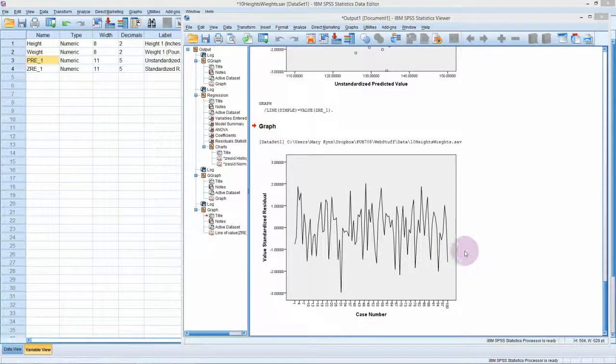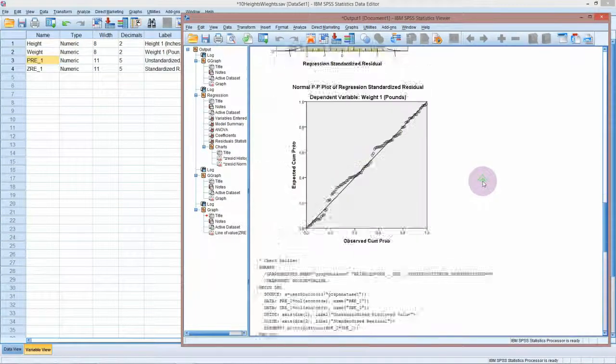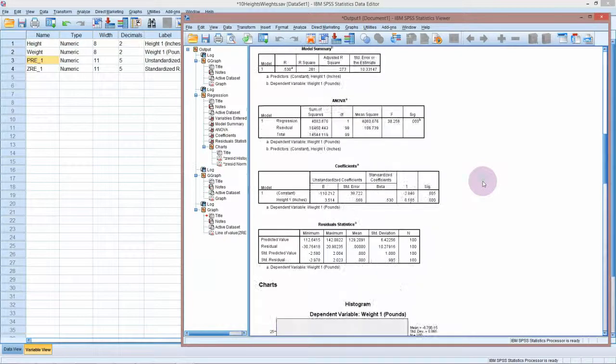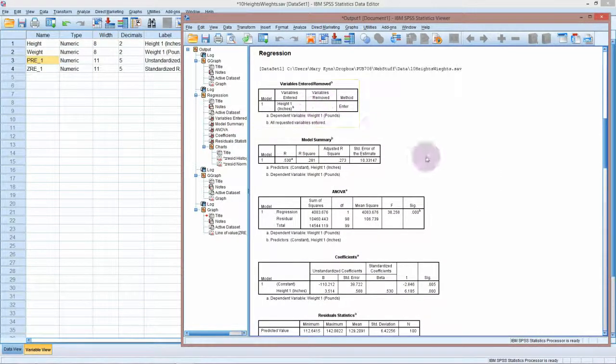So I'm happy that the assumptions are satisfied in this case, and so now that I've looked at all the assumptions, I'm going to go back and actually look at the output for the regression equation and see what that's telling us. So we have here variables entered, height, not very interesting, model summary.